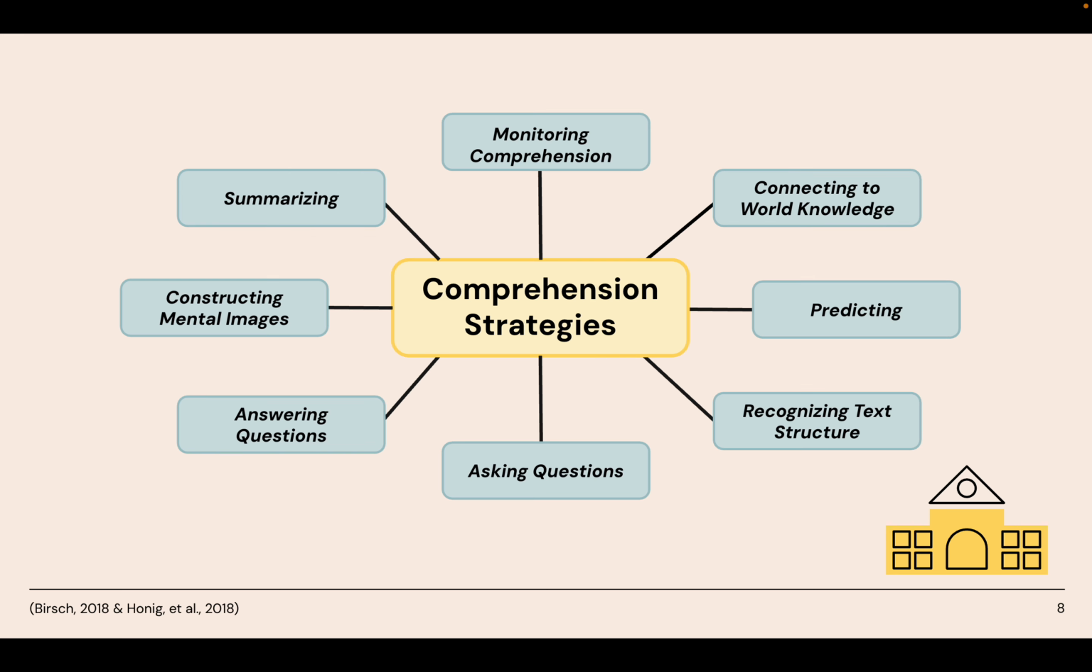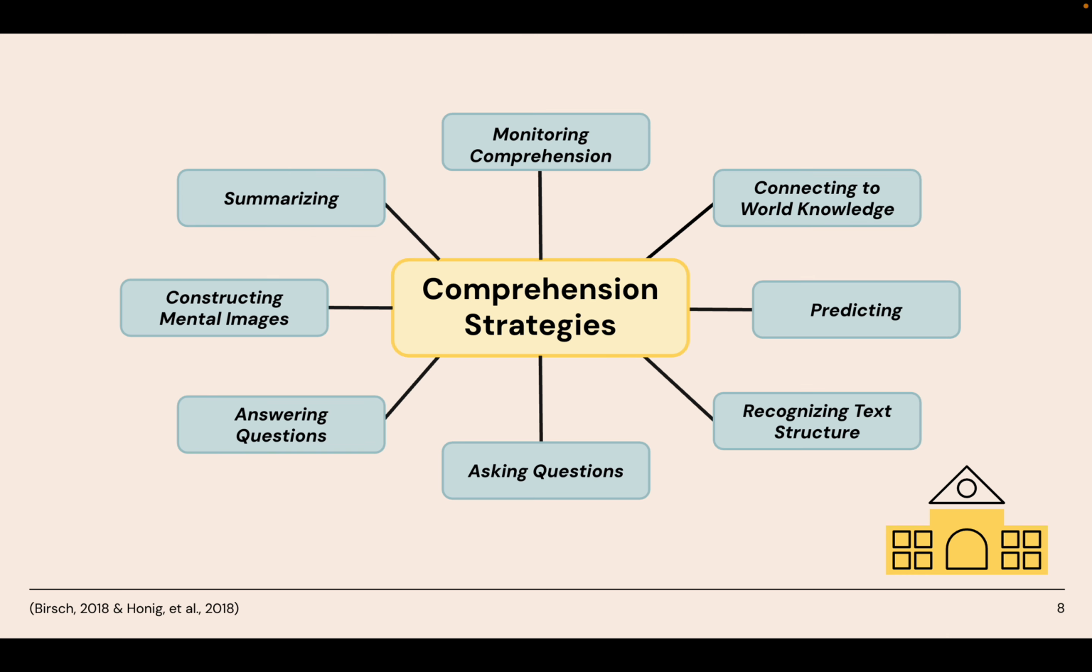Another strategy is recognizing text structure. So do I understand the structures? Do I understand the elements of the story? Do I understand this particular informational text and how it's presenting information?